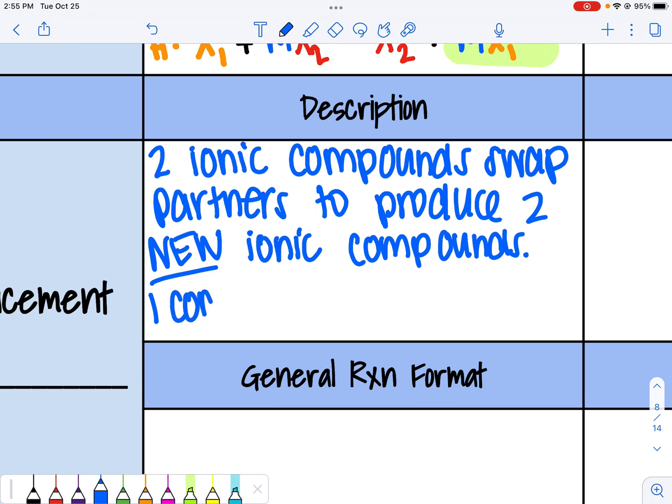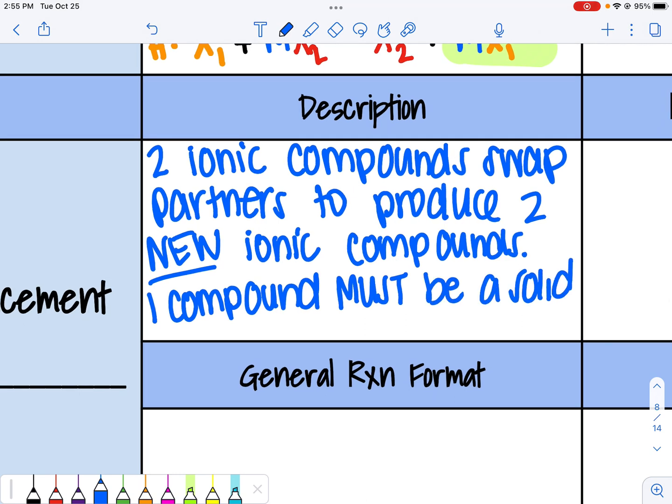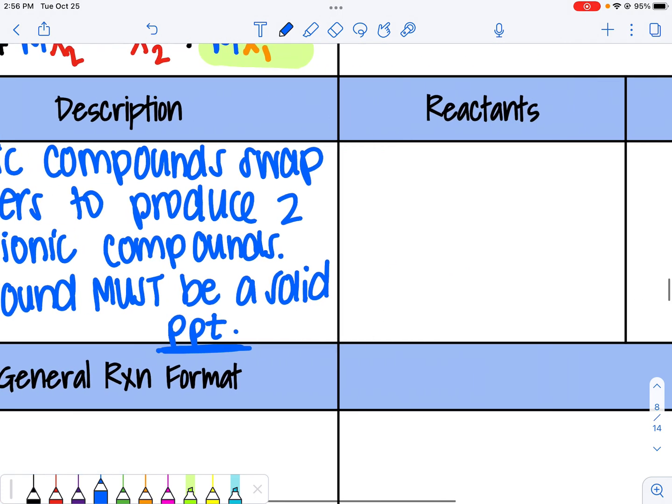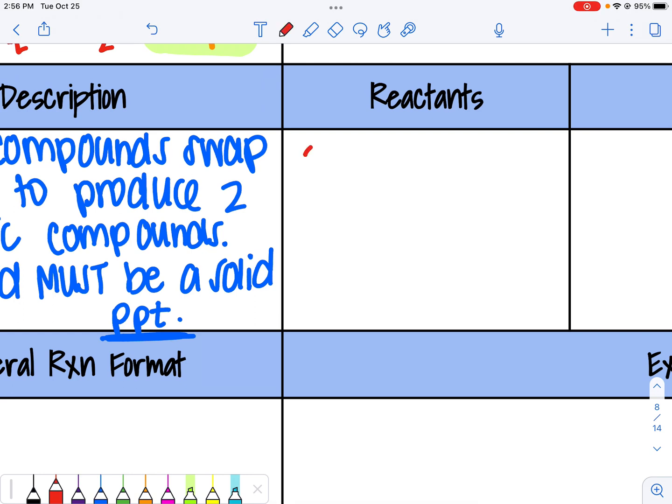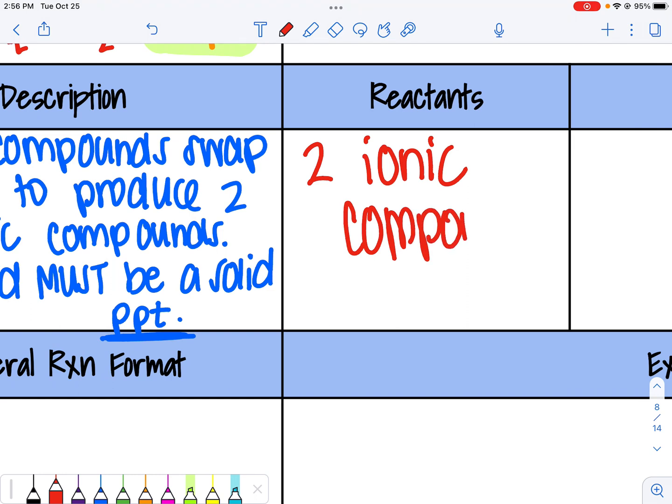One of these ionic compounds must be a solid precipitate. If you don't get a solid precipitate at the end, then the reaction won't occur. In order to figure out if a solid precipitate is going to occur, you have to consult another set of rules. It's the other reference that you saw in there, the solubility rules. We're going to, again, learn how to use those tomorrow. So our reactants for this situation would be two ionic compounds.